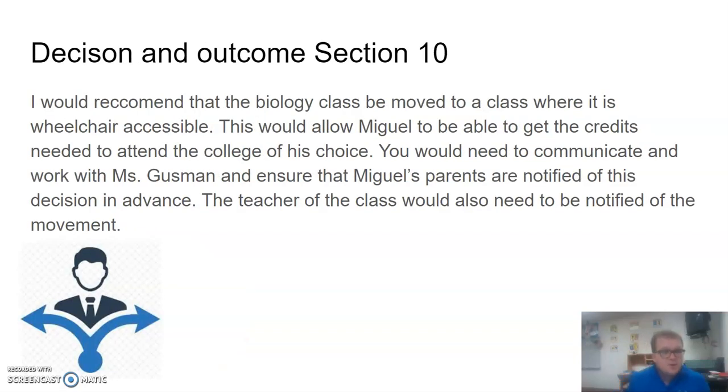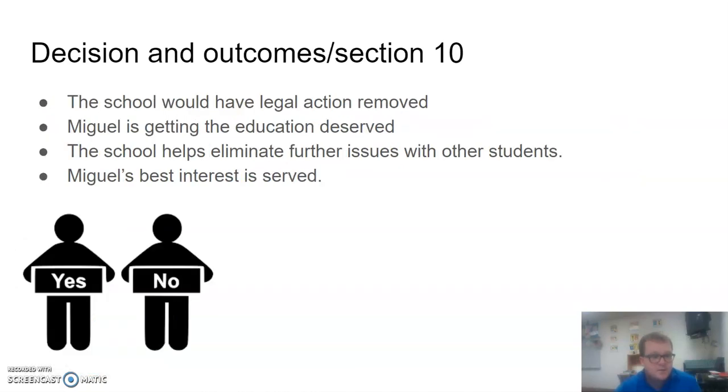My decision that I propose, I would recommend the biology class be moved to a class where it's wheelchair accessible. This would allow Miguel to get the credits needed to attend the college of his choice. You need to communicate and work with Ms. Guzman and ensure that Miguel's parents are notified of this decision in advance. The teacher of the class would also be notified of the movement. And finally, the decision means the school would have legal action removed.